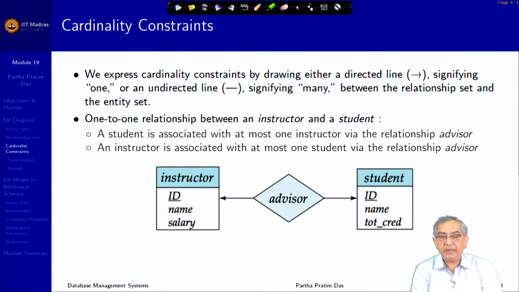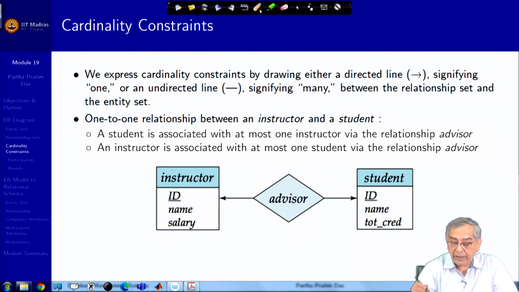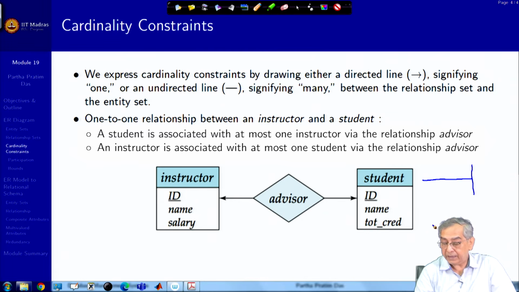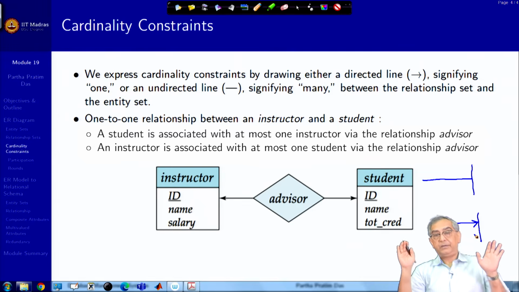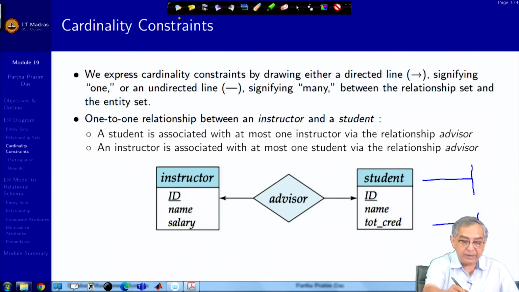There could be cardinality constraints, as we have seen. So, cardinality constraints are shown simply by how the arrow ends. If it ends like this, it is many. If it ends like this, it is one. If it has an arrow at the end, then it is one. If it does not have an arrow at the end, then it is many. That is the basic meaning of the cardinality.